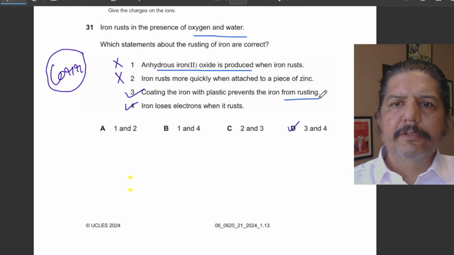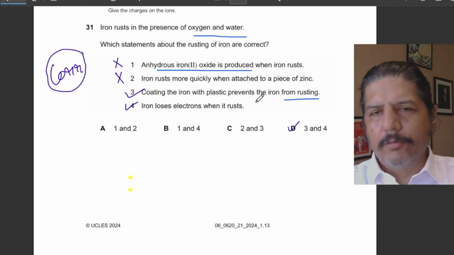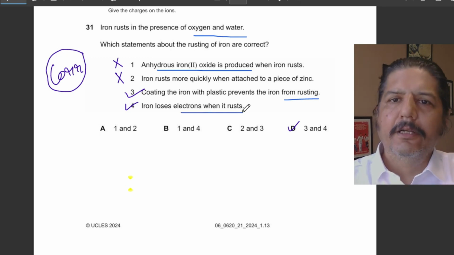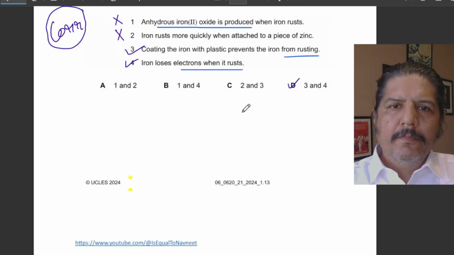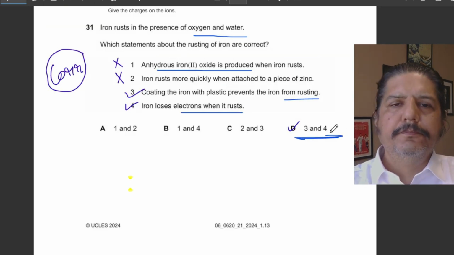Yes, of course, it prevents. But with time, due to wear and tear, the plastic wears off. Iron loses electron when it rusts. Yes, it loses electron when it rusts. So the correct answer would be 3 and 4.